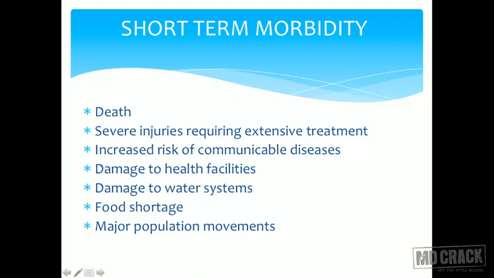Damage to the water systems, so you don't have your supply of purified water. You can have food shortage, and there is, like we said, major population movement on the outskirts of the disaster zone. So the outskirts of the disaster zone becomes the new high risk area.